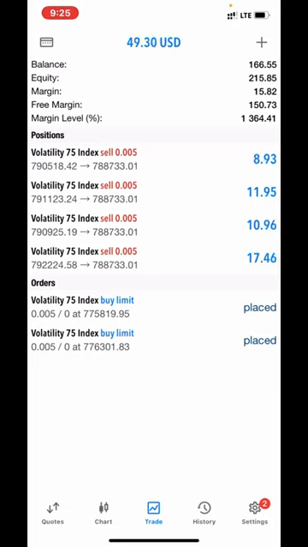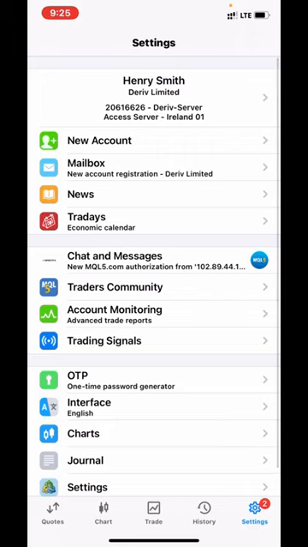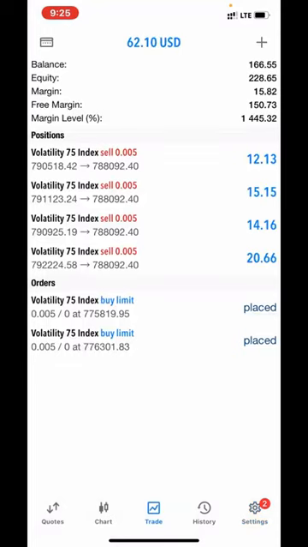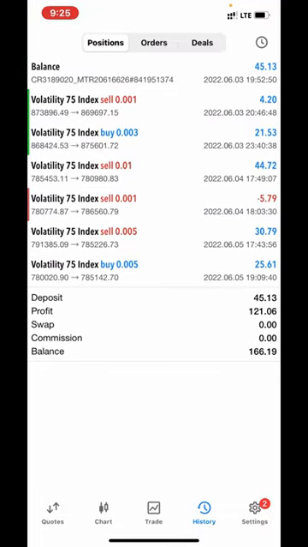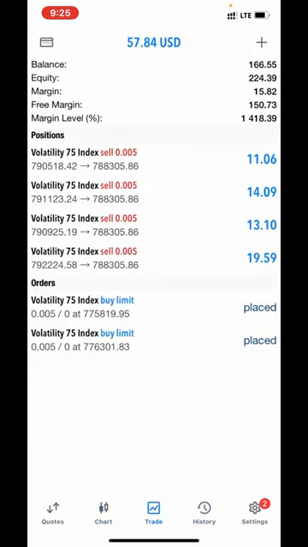That was the day before yesterday. Let me show you. As you can see, this is a real account, Henry Smith derivative account. If it's a demo, you see a demo badge there. Now let me go to the history. As you can see, I deposited $45. That was what I deposited. So right now, as we speak, I am at $224 from $45.